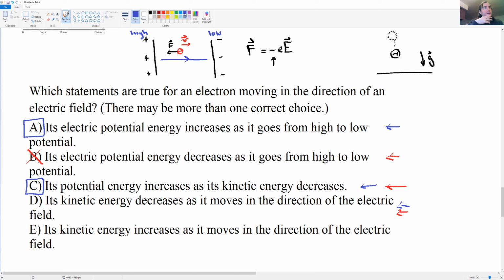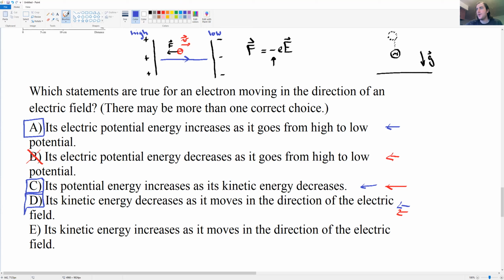So again, if an electron is moving in the same direction as the electric field, well, that means that it's moving against the force on it, right? So if it's moving against the force on it, then it must be slowing down, right? If it's slowing down, its kinetic energy decreases. So D is also true here.